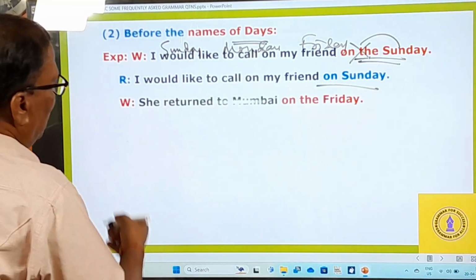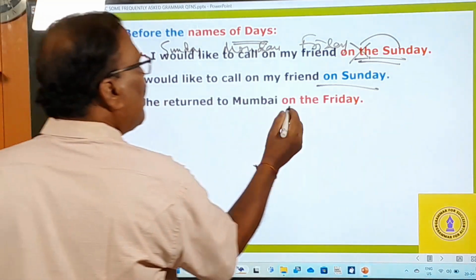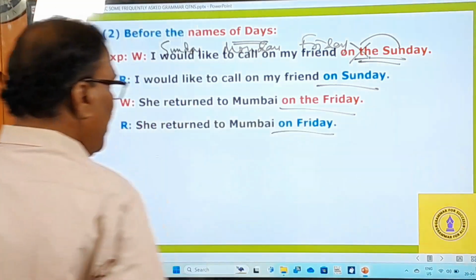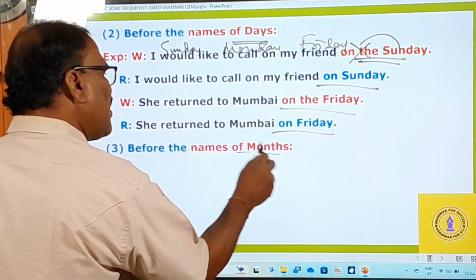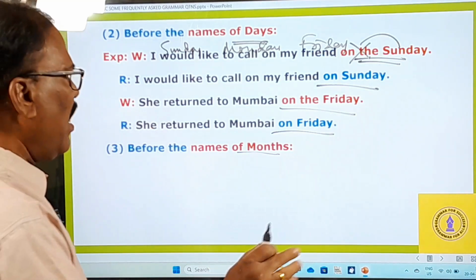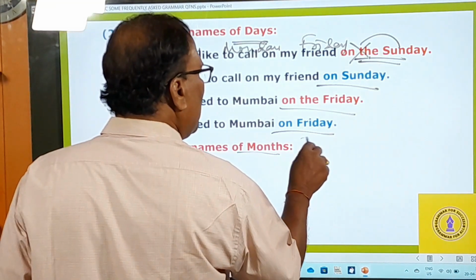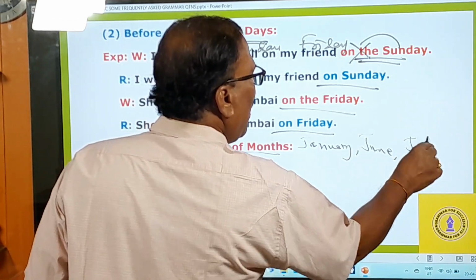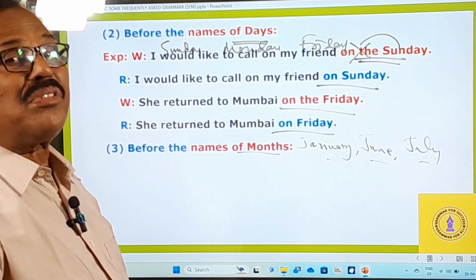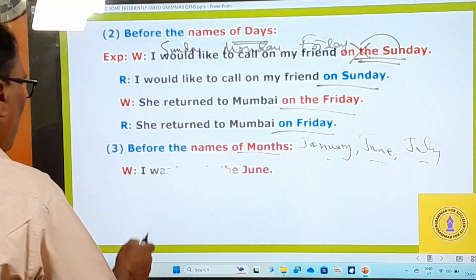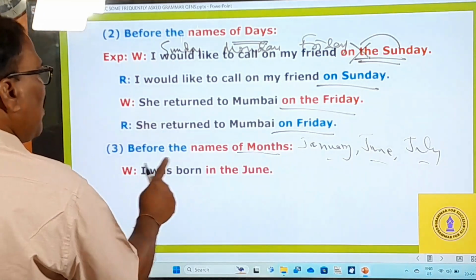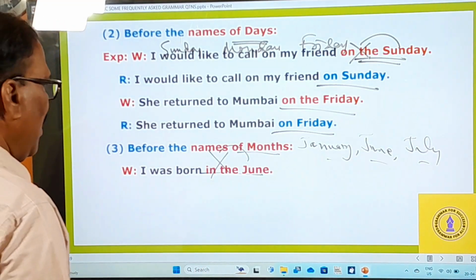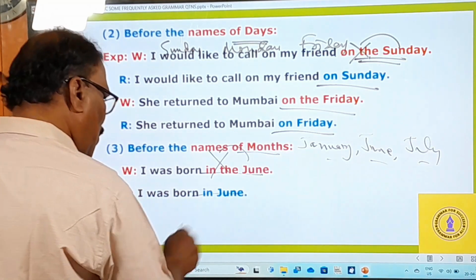Similarly, another example: She returned to Mumbai on the Friday. You cannot say on the Friday, but you have to say on Friday. One more rule is there. Before the names of months, it is also a direct rule. What are the names of months? January, June, July, whatever it is. Before them, we should not use any article. So in the examination, it is given like this: I was born in the June. Before this month, we should not use any article. What should we say then? I was born in June.